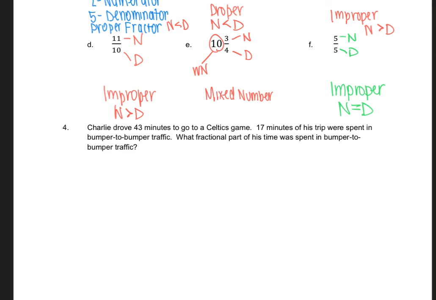All right, so 17 minutes was spent in bumper-to-bumper traffic out of 43 minutes total. So remember, the total time is always going to go on the bottom, okay? The part is always going to go on the top. You're always going to simplify if you can, but we haven't really gotten to that part yet. So we're going to talk about that next.